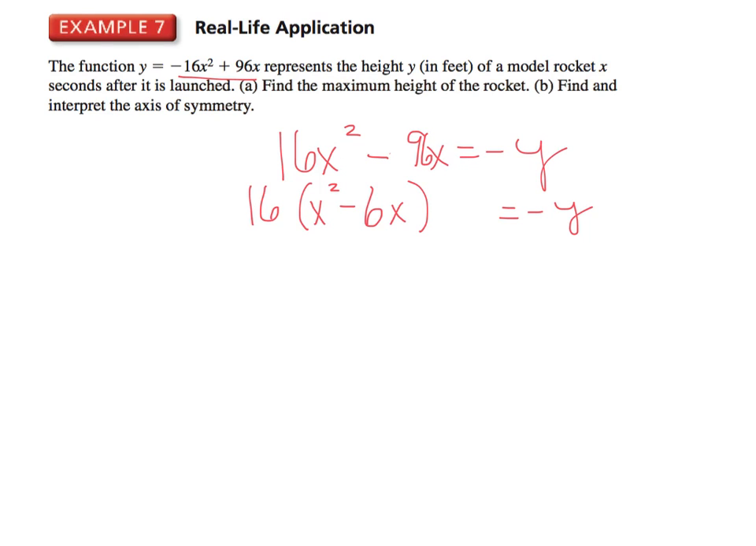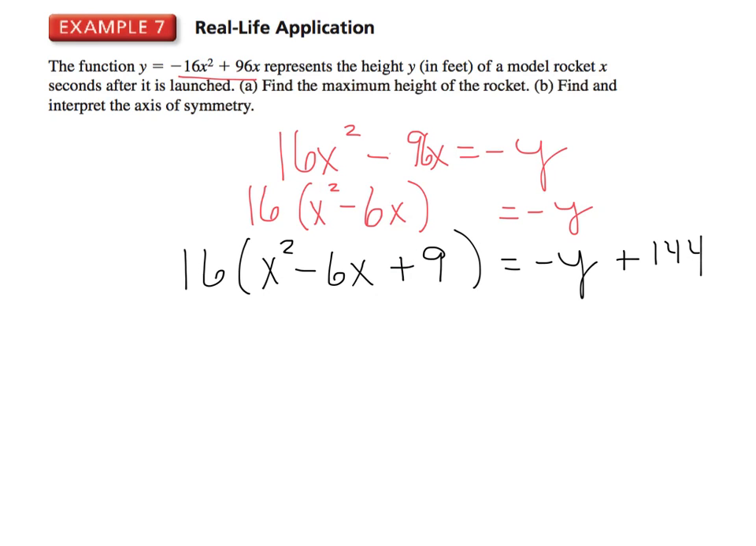And this is where it gets difficult. This is something new with completing the square. If I complete the square, you will take half of negative 6, which is negative 3, and that means you're going to add 9. But you are not going to add 9 to the right side because you have a 16 here. You could have divided both sides by 16. That would work. But because this is really 16 times 9, you have to take 16 times 9 and get 144, and that's what you add to the right side.